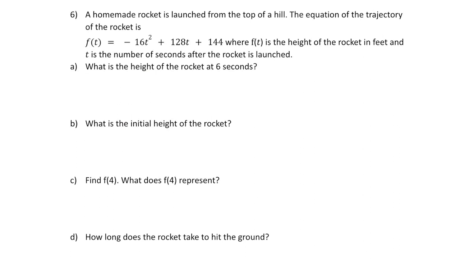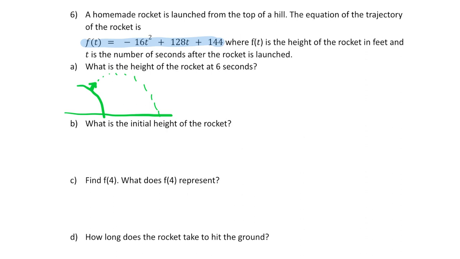Okay, this one is pretty straightforward, and we've looked at examples of it in a couple different places, but this kind of puts it all together. It says a rocket is launched from the top of a hill. The equation of its trajectory is this. So it's starting at the top of a hill, and then it's being launched here. Okay, and it's going to come down and it's going to hit the ground at the bottom of the hill. So that's essentially what the rocket is doing.